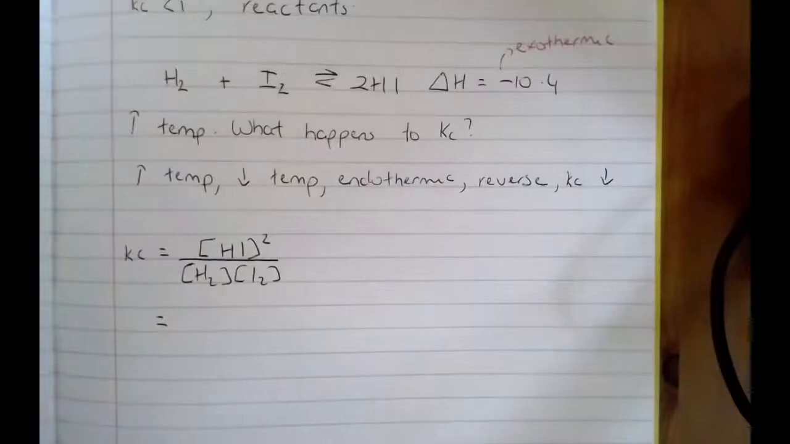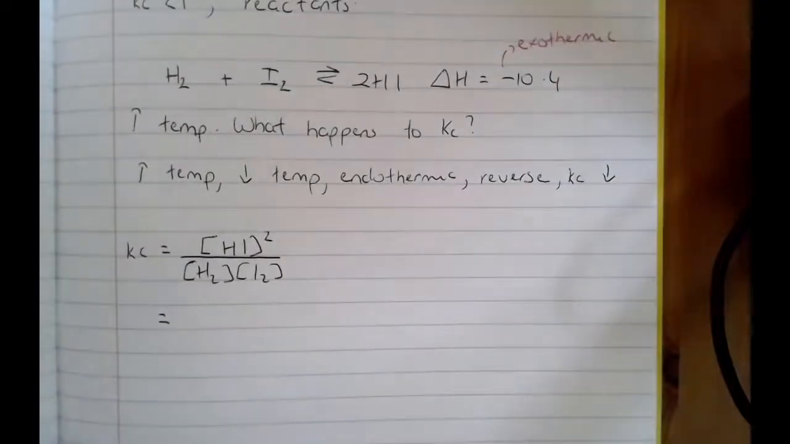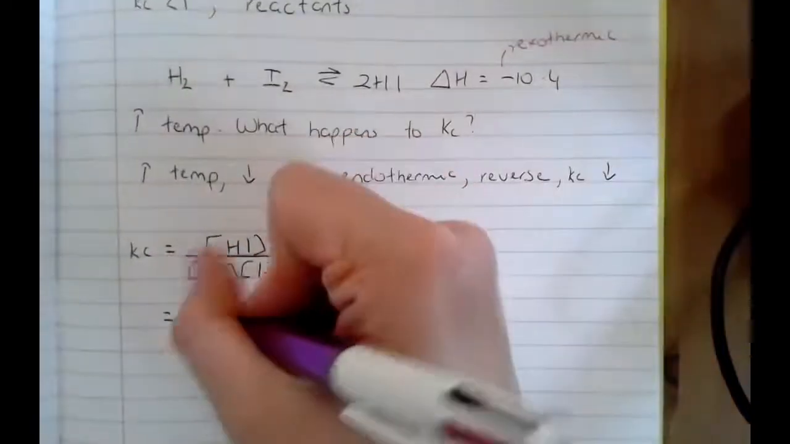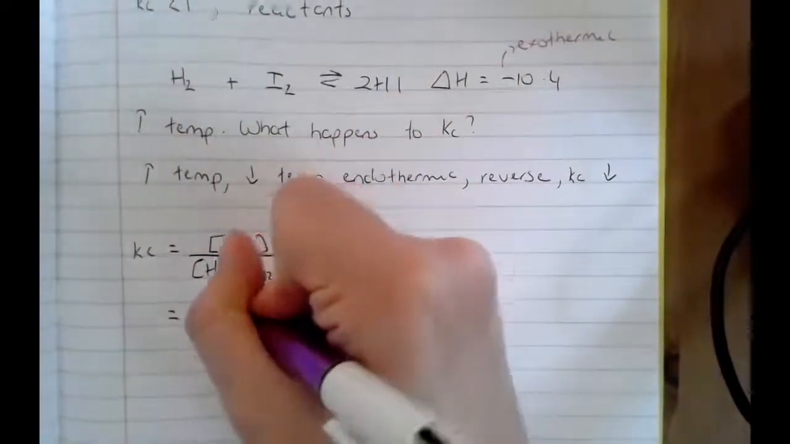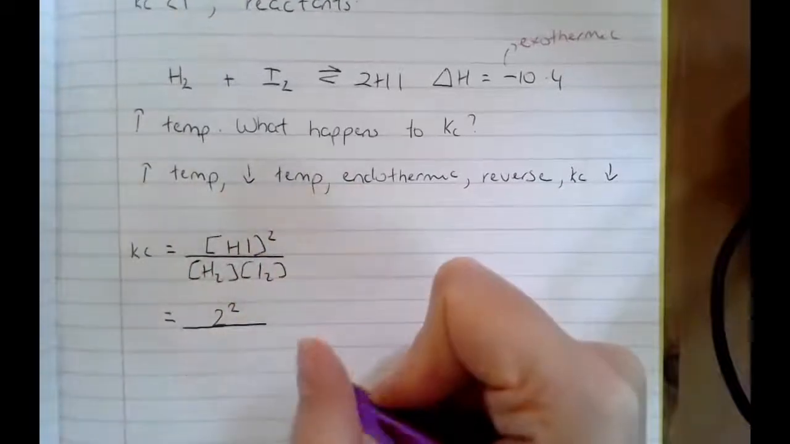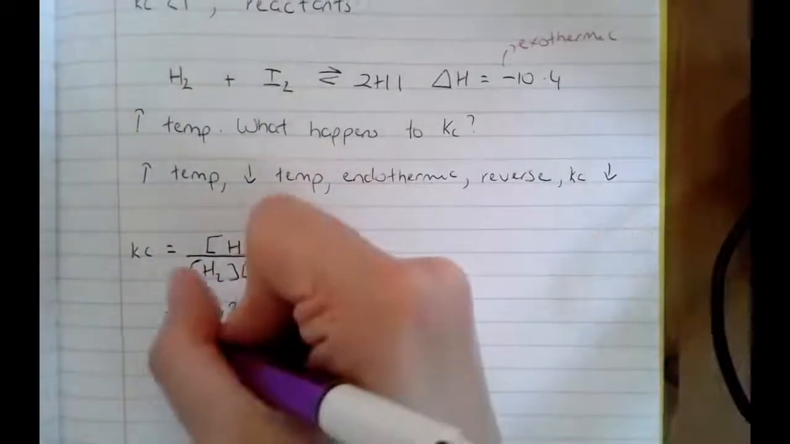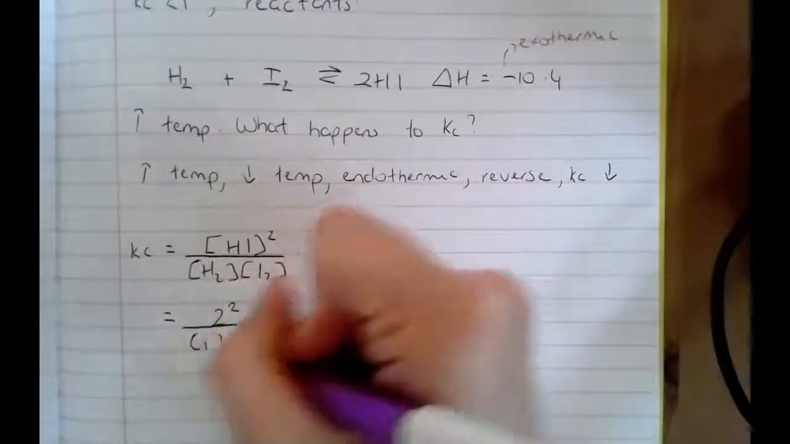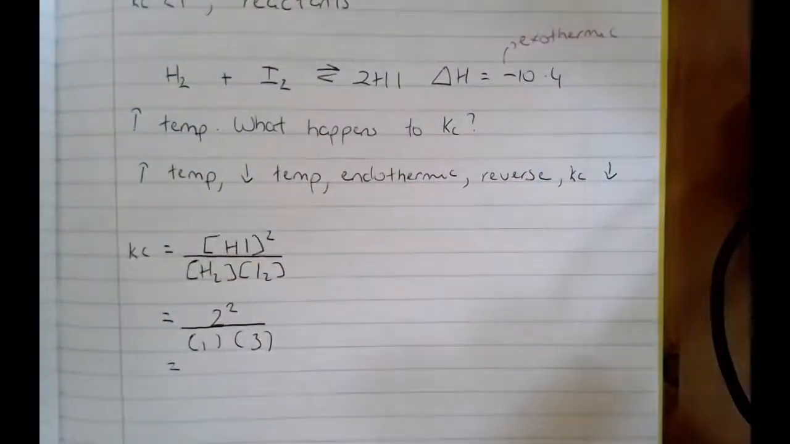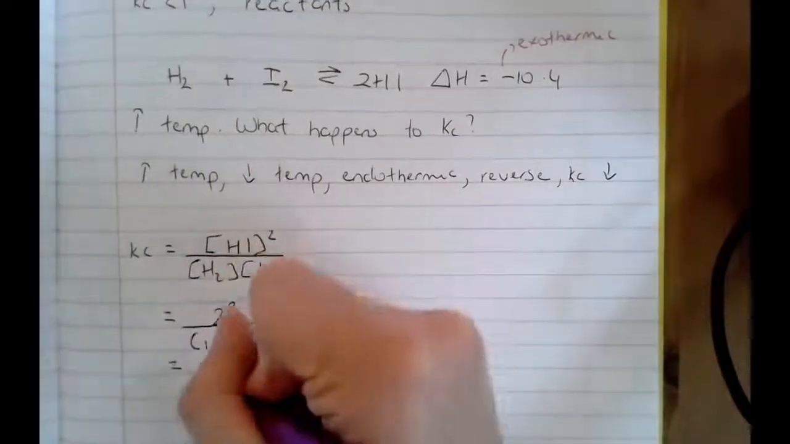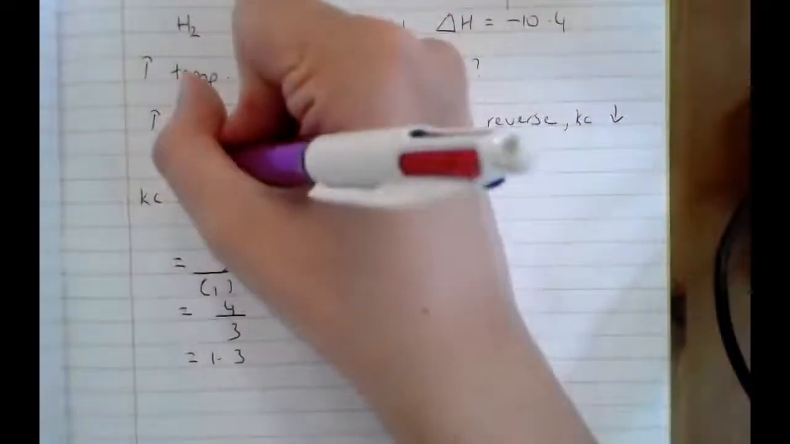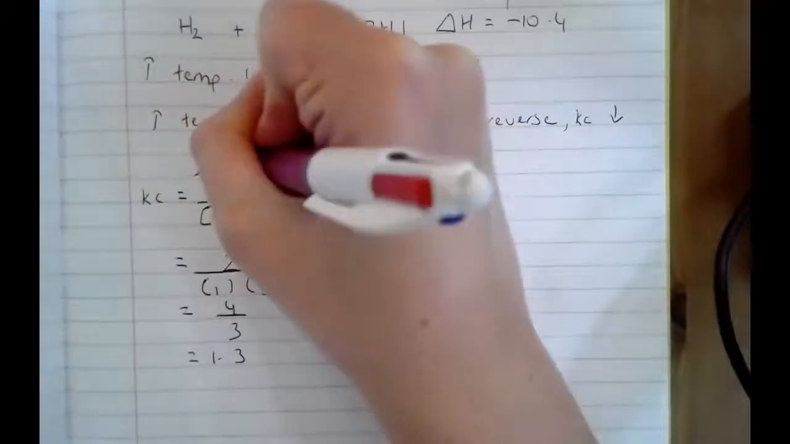And let's just say we put numbers into this. I'm just going to make up numbers. I'm going to say the concentration of HI is 2, and I have to square that. And then on the bottom line, I'm going to say my concentration of H2 is 1, and my concentration of I2 is 3. If I solve that, I get 4 over 3, which works out as 1.3. So let's just say that's my value of Kc at 273 Kelvin.